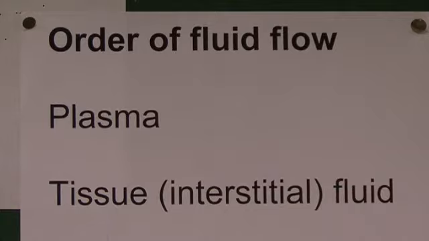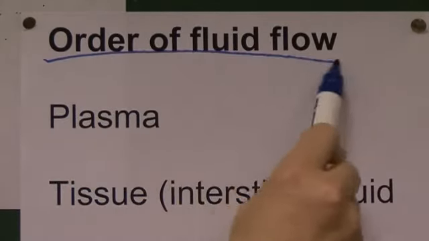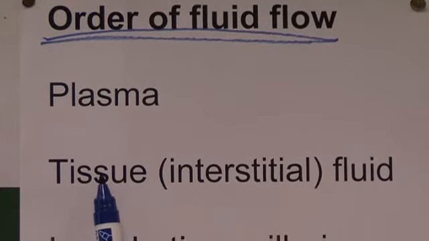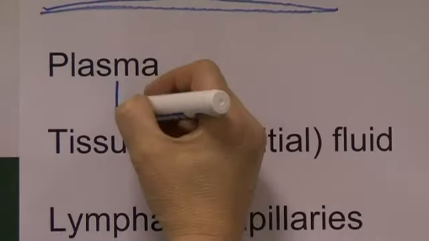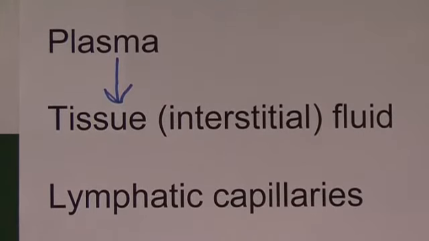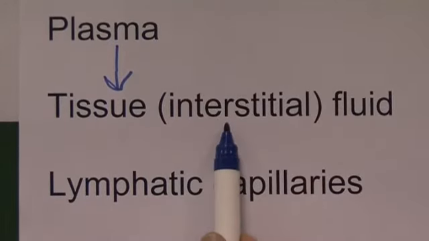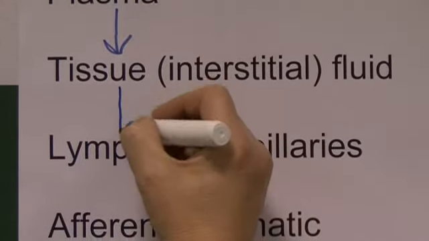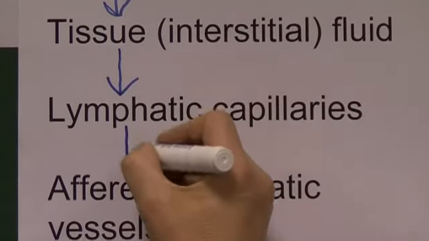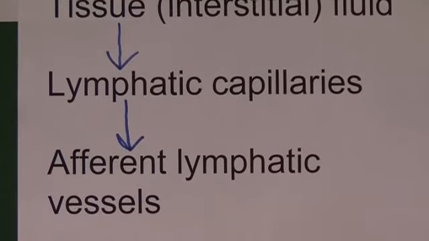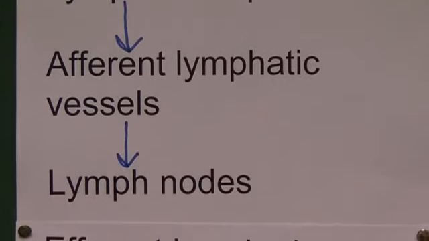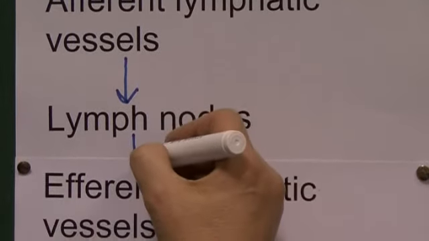So let's think about the order of the flow of lymphatic fluid around the body. We know it derives from the plasma, and some of the components of plasma, the water and some proteins, get into the tissue fluid in the interstitial spaces. If it's not reabsorbed into the venous end of the capillary, it goes into the lymphatic capillaries. These drain into the afferent lymphatic vessels. These drain into the lymph nodes. The efferent lymphatic vessels drain the lymph nodes.